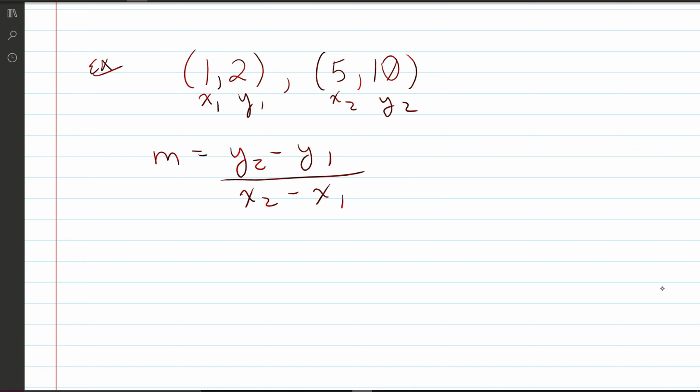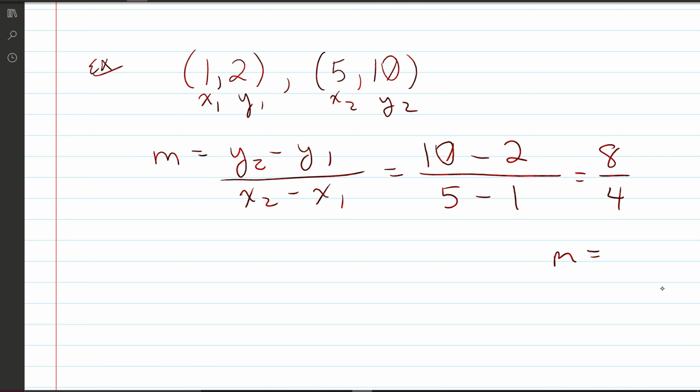Alright, so again, I label my ordered pairs x sub 1, y sub 1, and x sub 2, y sub 2. And then I just go ahead and plug in, but again, make sure you use the signs from the formula and then any signs that are in the values of these ordered pairs. So y sub 2 is 10, y sub 1 is 2, x sub 2 is 5, and x sub 1 is 1. So 10 minus 2 is 8, 5 minus 1 is 4, so we get our slope m is equal to 8 divided by 4 is 2.